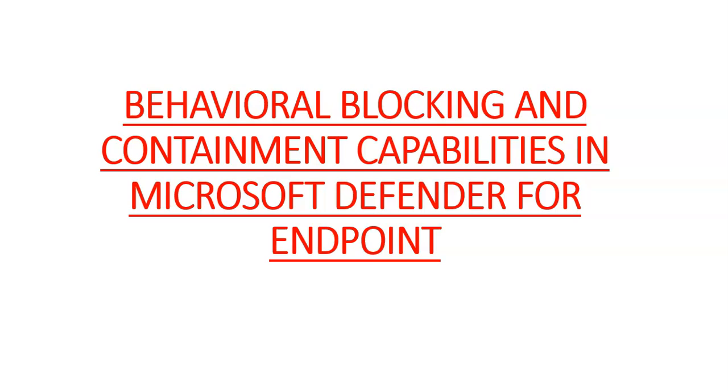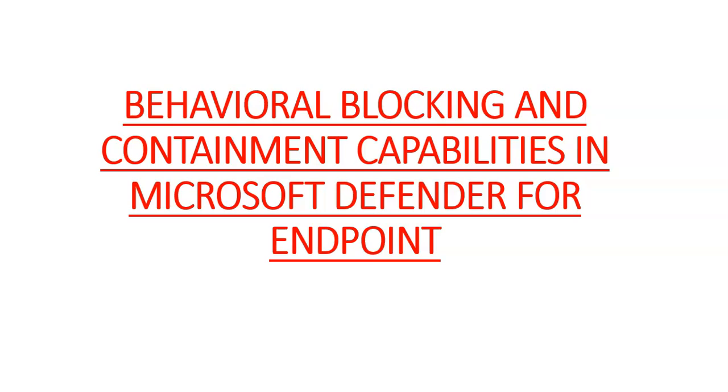Then there is feedback loop blocking, also referred to as rapid protection. Threat detections are observed through behavioral intelligence. Threats are stopped and prevented from running on the other endpoints. Feedback loop blocking is also enabled by default.